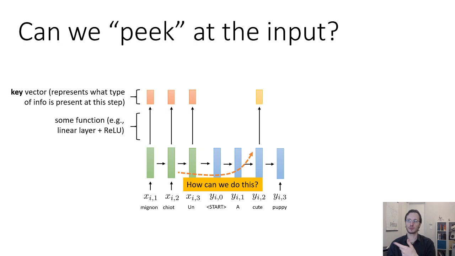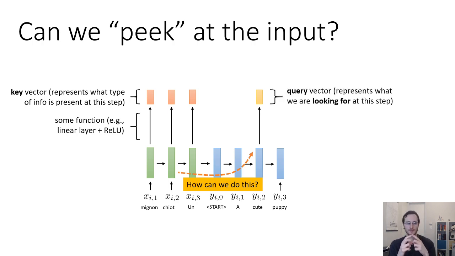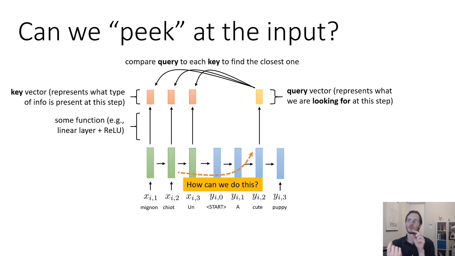And then at every step when we're decoding, we're going to output a little vector of the same length that we call a query. The query vector intuitively represents the type of information that we want at this time step. Then we're going to compare the query vector to each of the keys to find the one that is the most similar. That will tell us which time step in the input is the most relevant for this time step in the decoding process. And then we will send that information to the decoder.